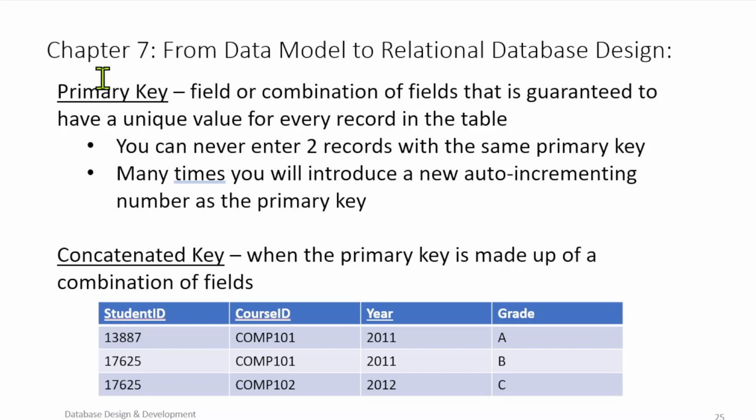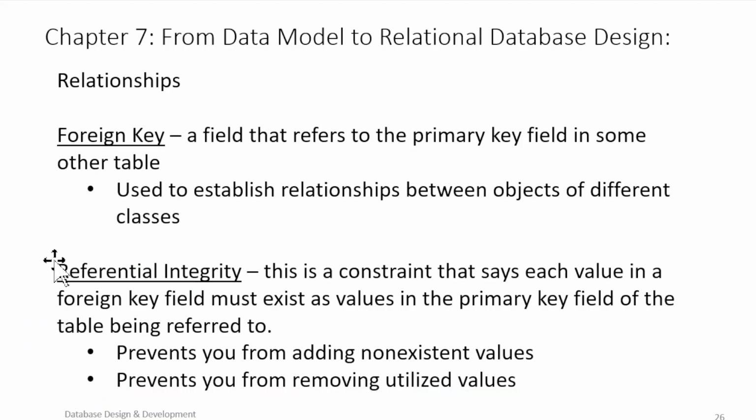You can have concatenated keys, where primary keys are made up of a combination of fields, such as the student, the class they're taking, maybe even the year. That would make a concatenated key. I strongly advise against them in this class, especially.